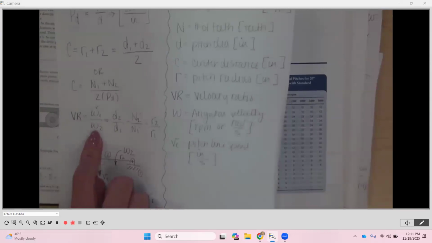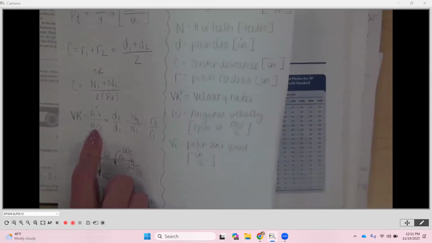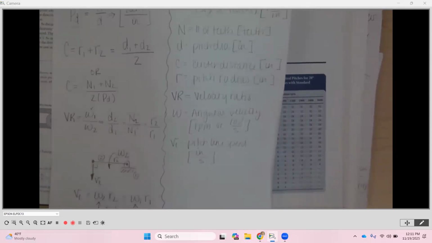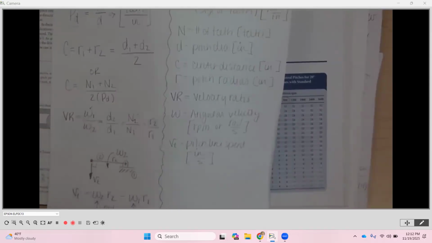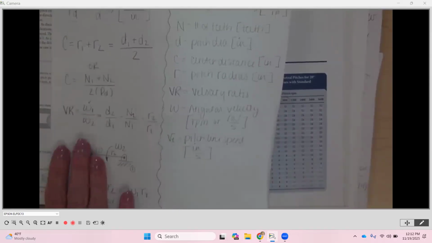We can either work with the angular velocity, the RPMs, the rotational speed of each one of those gears, one being the pinion, two being the gear. Or we can use their physical dimensions: diameter, number of teeth, and radius, okay? So any one of these becomes available to us, depending on the information we have, to calculate a velocity ratio between two mating gears, okay?